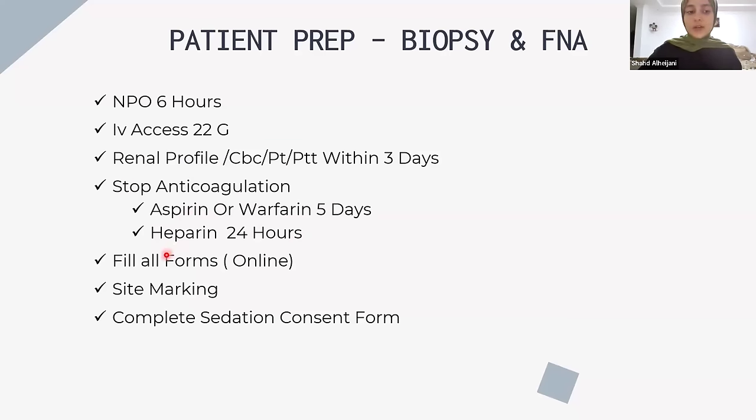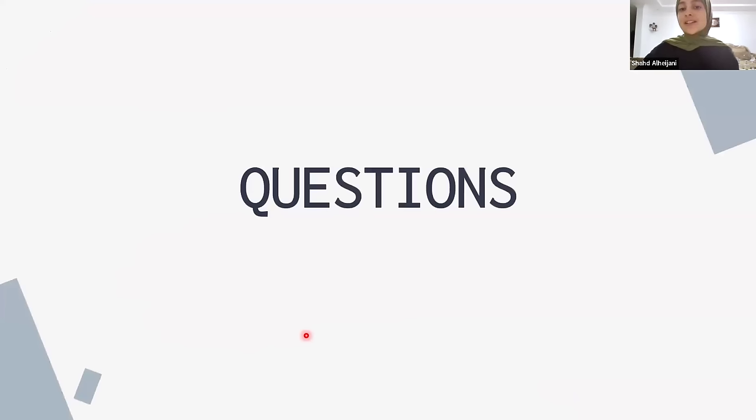And then you fill all the forms. You mark the site for the biopsy, because in many cases they tell the doctor you need to biopsy, for example, the left kidney, and then they end up taking a biopsy of the right kidney. So you need to mark the site, and you complete the sedation consent form. So that's it for all the lectures included in the midterm.